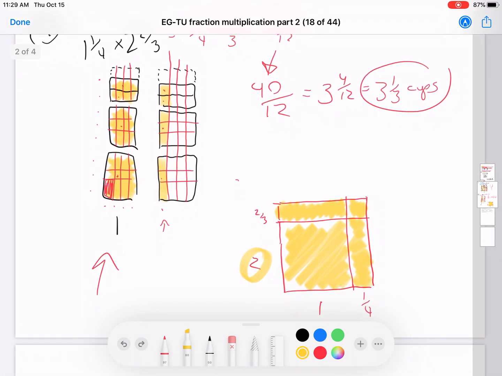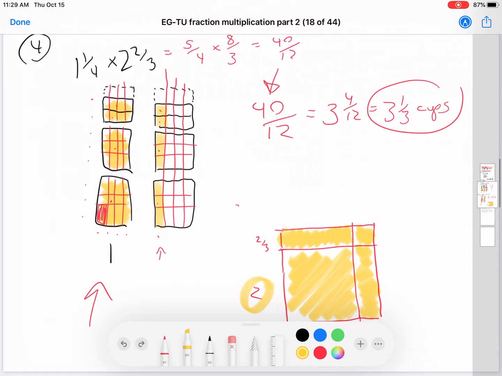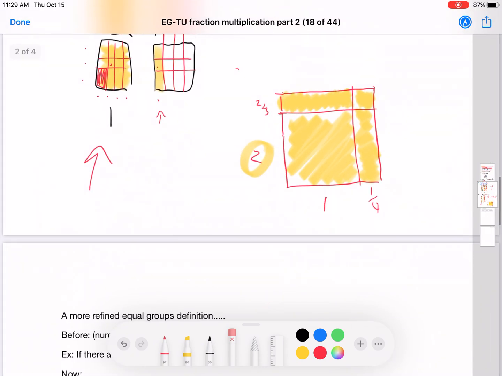So, again, when we draw fraction pictures, I'm not going to make you draw area models, but once we start organizing things like this, you can start seeing how they are not far off from the area models we were doing before. All right, moving on down.